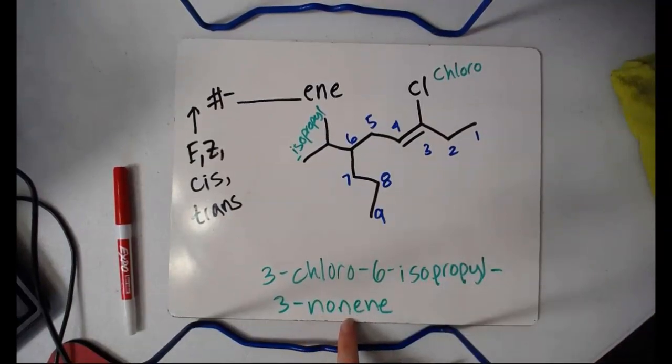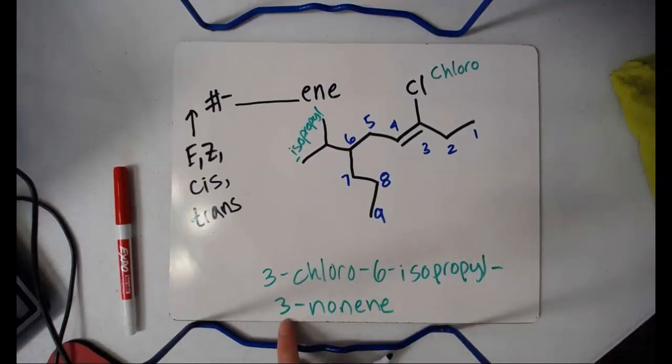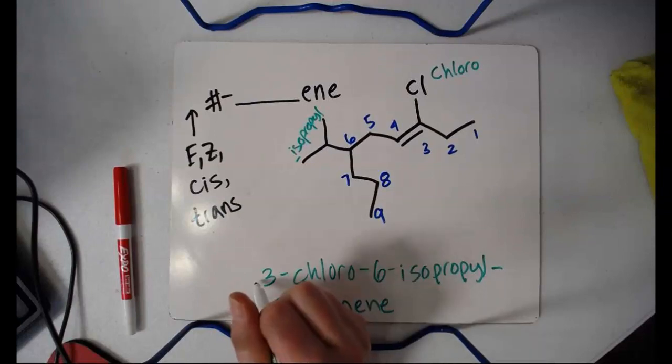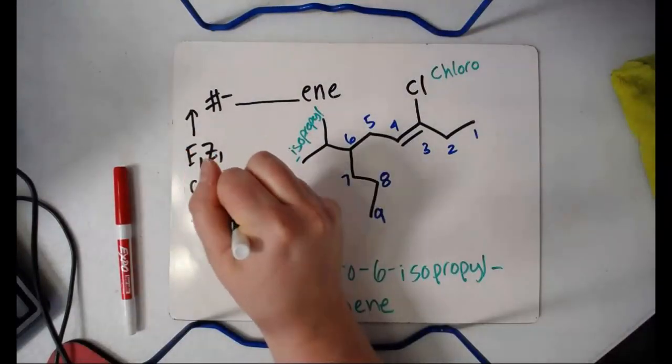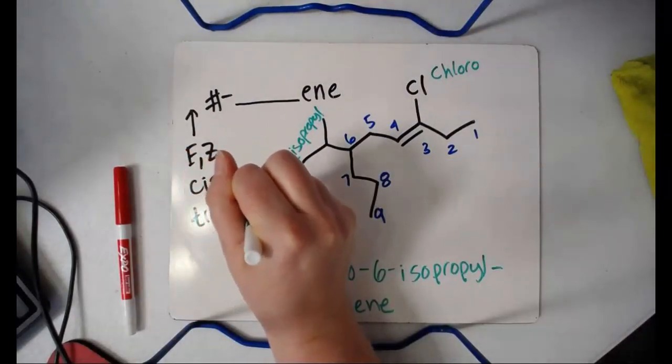So non-, because there are 9 carbons, -ene because there's a double bond, and that double bond is at carbon number 3. I want to say what my stereochemistry is for that double bond. We don't have 2 hydrogens attached, so not cis or trans. So we want to use Z. Remember, with cis and trans, we need to have 2 hydrogens.